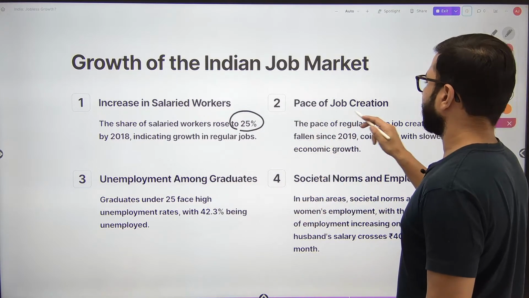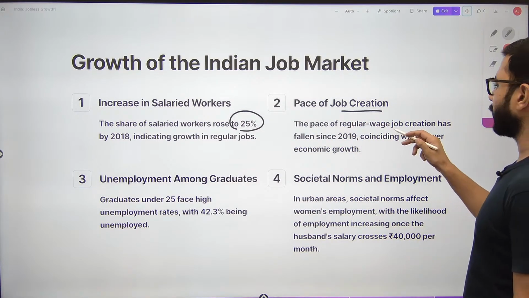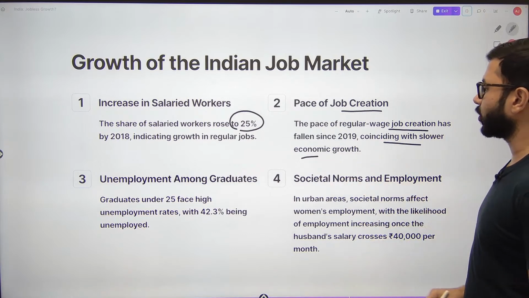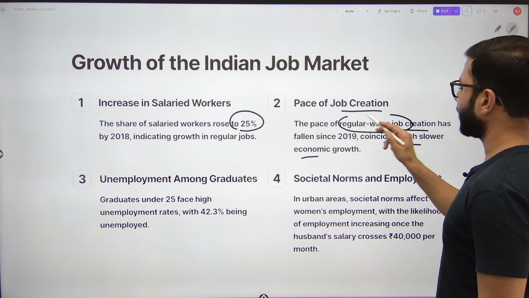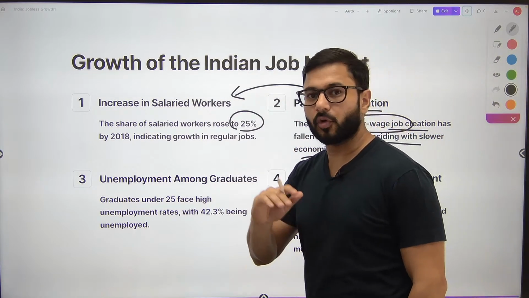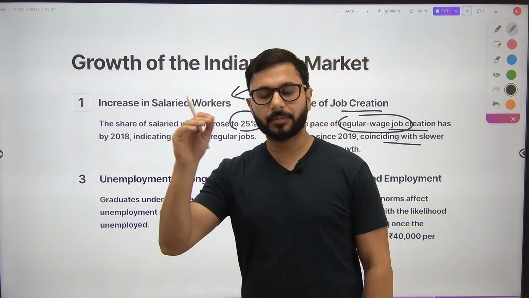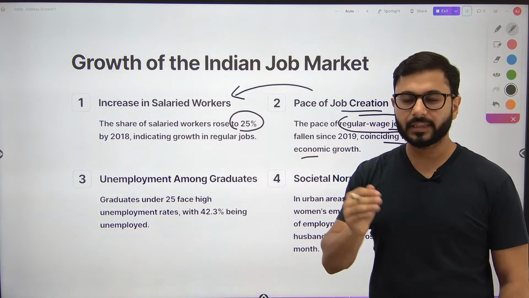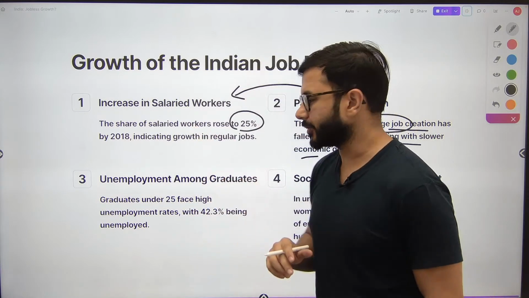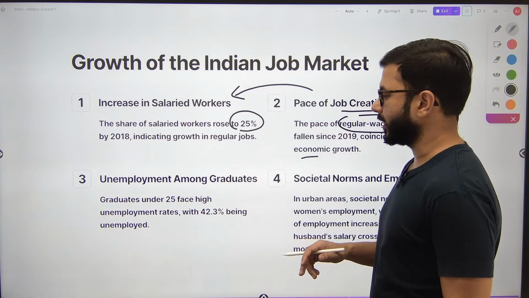The pace of regular wage job creation has fallen, coinciding with slower economic growth. Regular wage job creation, which is nothing but salaried workers, this has fallen. The pace of growth has fallen. 25 से अभी तक 30 हो जाना चाहिए था, तो वो 25 से नीचे जाके 23 पे आके अटक गया है. So the pace of growth has fallen because of COVID.